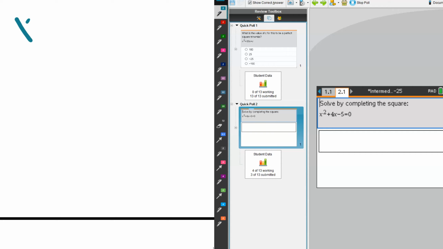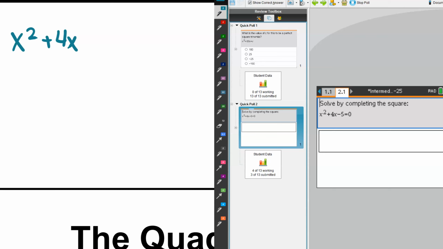So, I have x squared plus 4x minus 5 equals 0. And the first thing I have to do is move the 5 to the other side. So I'm going to add 5 on both sides.